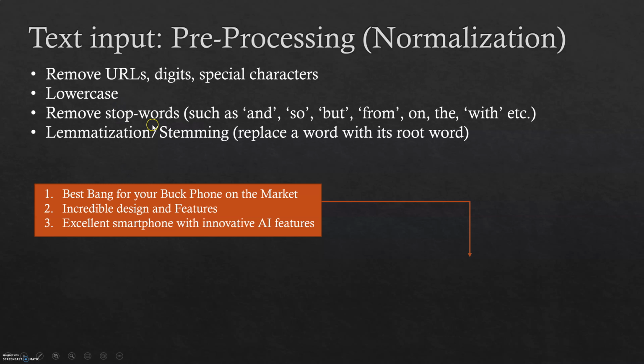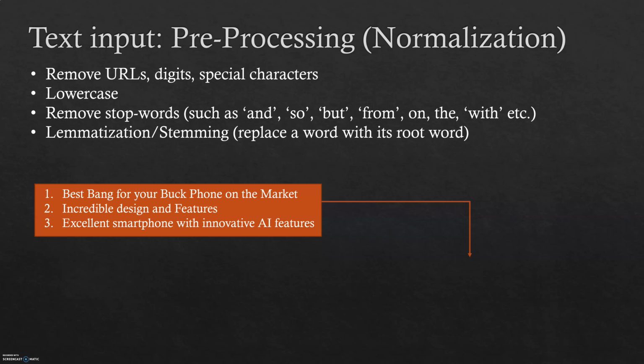And then we also remove the stop words. So stop words are things like and, so, but, from, on, the, with, things like that. Again, the reason why we remove the stop words is because they don't add much value to the tasks that we are trying to perform, and also it helps us to reduce the size of the vocabulary.